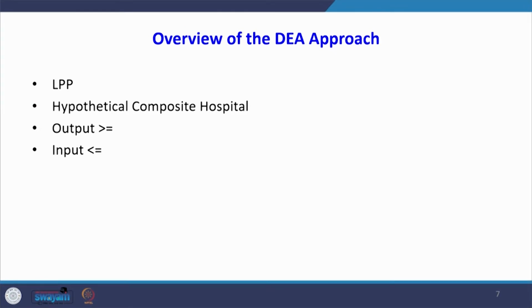Now, we will go to the overview of the data envelopment analysis approach. This can be solved with the help of a linear programming problem. What are we going to consider? We are going to consider a hypothetical composite hospital, and we are going to make some assumptions. The output will always be greater than that of the individual hospital. So, this is a composite hospital.